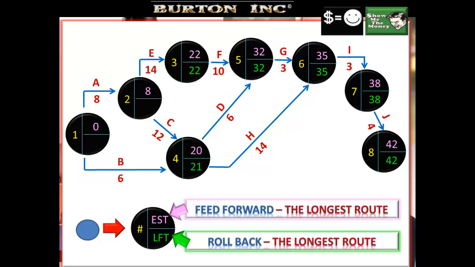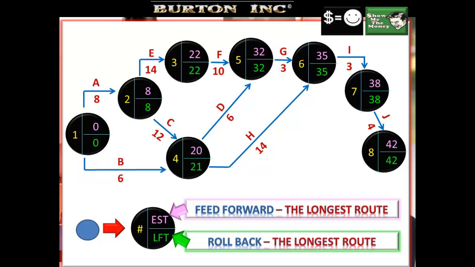32 minus 10, the 10 days taken for activity F to be completed. 22 days minus 14 days is the latest finishing time for activity A without anything getting delayed. And 0 must equal 0. And there we have it.